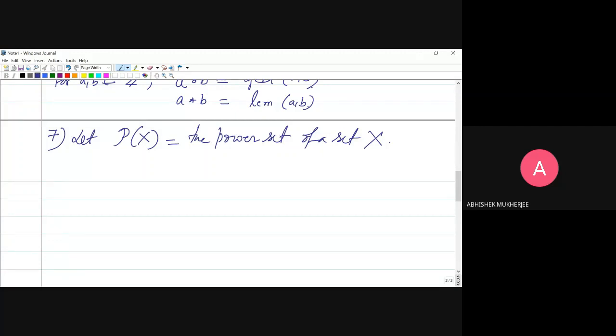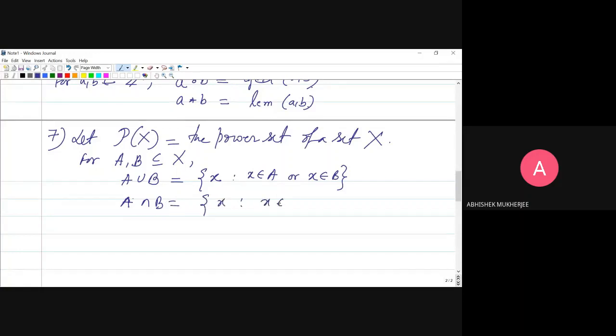So I can write down all those. For any two subsets A, B, A union B is defined as containing all those elements which are either in A or in B. And the second one is the intersection, that is, it contains all those elements which are in both, that is, x belongs to A and x belongs to B. Thus, given any two sets, A union B generates another set, and A intersection B also generates another set.